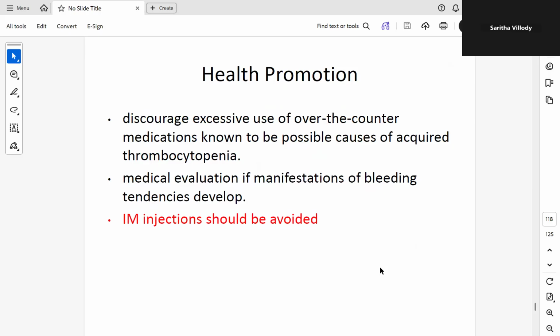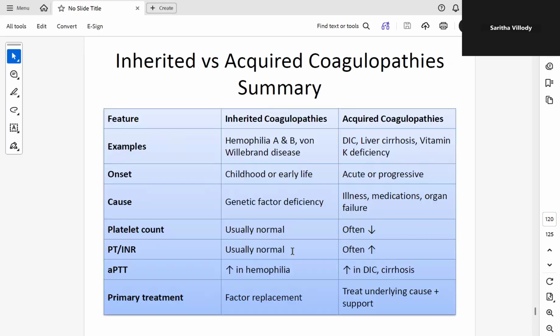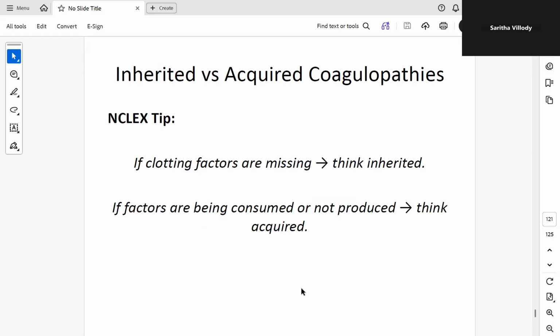I think that with that, we come to the end of this session. One of the biggest things is that if your patient has low platelets, IM injections should be avoided. That's your critical thinking. That can cause hematoma and other complications. So I want you to go through this summary and review it by yourself. This is the end of this acquired and inherited coagulopathies.